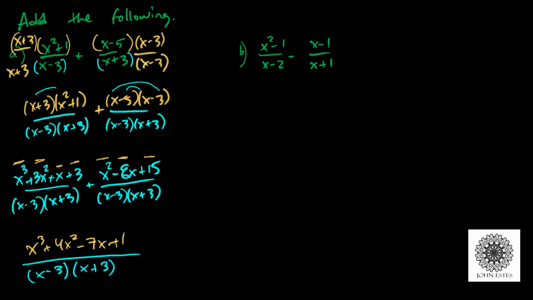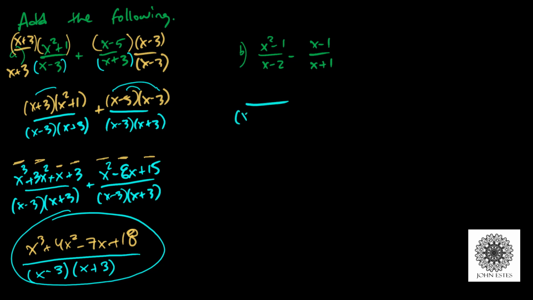A lot of times you want to look to make sure, does this numerator factor? Since we have a cubed and factor by grouping won't work, this is our answer. There's our answer. Now in part B we have something very similar, but this time we have subtraction instead of addition. But I still proceed the same way.